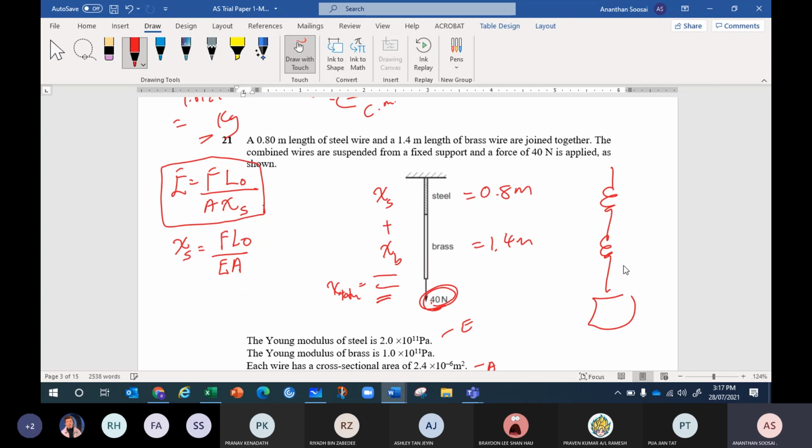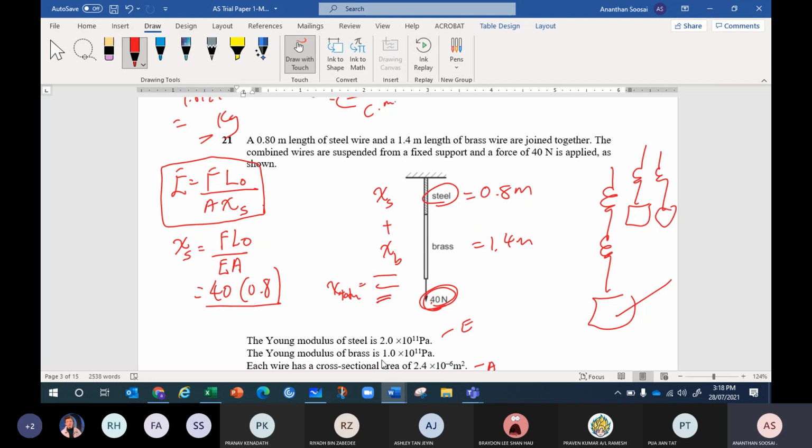If you have two springs in series, do they help each other to support the load? No, right? The two springs never help to support the load. They're not really sharing the weight. Actually, this is equal to each spring carrying the load separately. That means the force on steel is 40 Newton. The original length we know, 0.8.